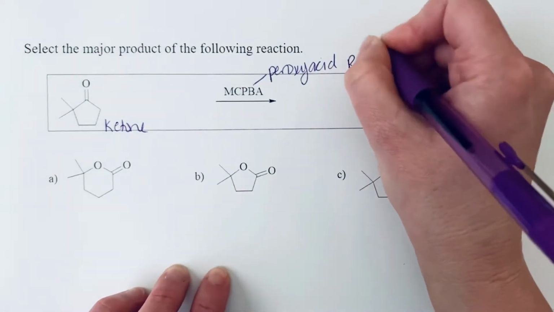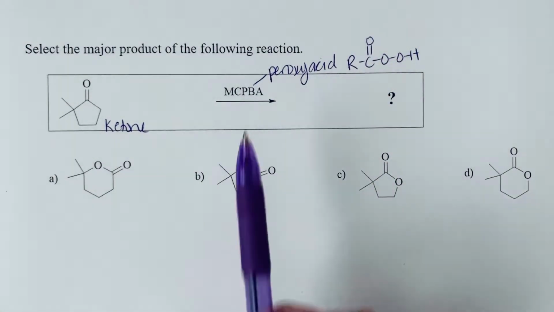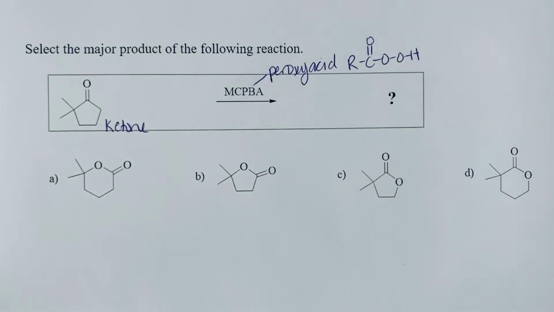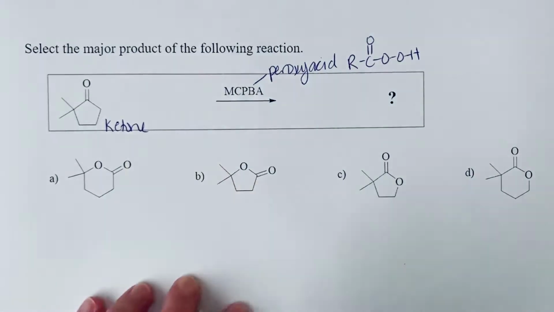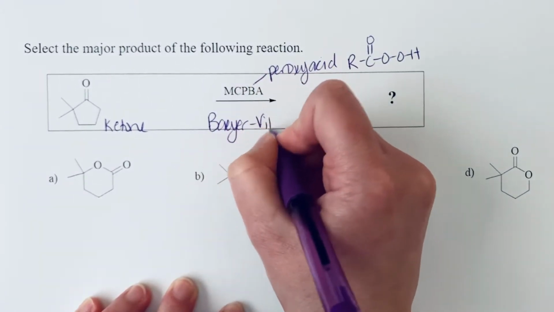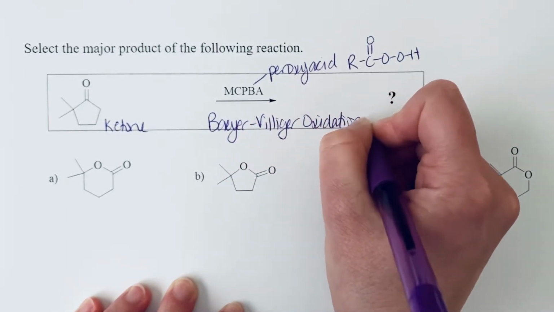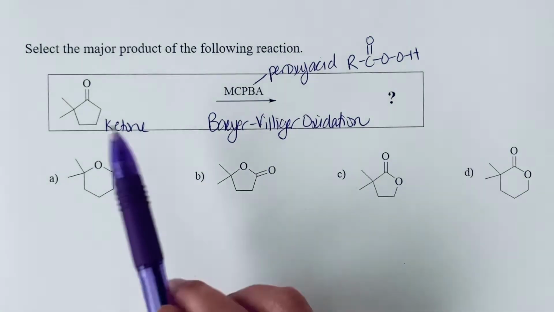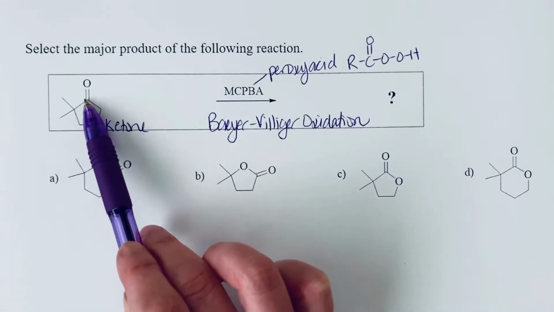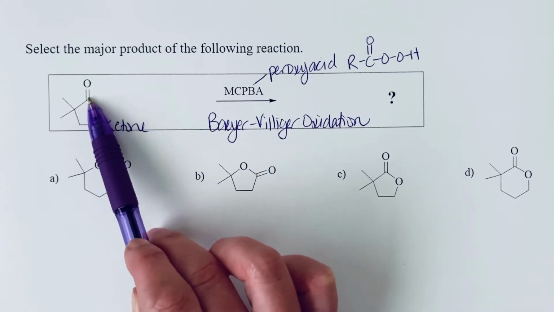So peroxy acids have this general structure, right? If it's MCPBA, that is metachloroperoxybenzoic acid. But all of your peroxy acids are going to function essentially the same way. So this reaction with an aldehyde or a ketone is known as a Baeyer-Villiger oxidation. And what it's essentially going to do is insert an oxygen between the carbonyl carbon and something that's attached to it. So either between here and here or between here and here.